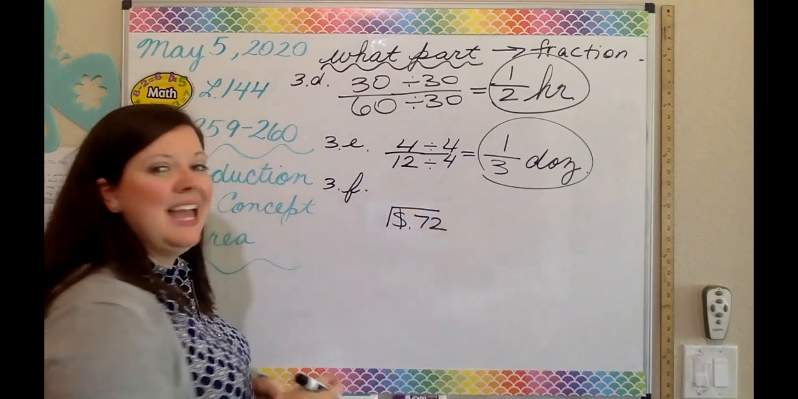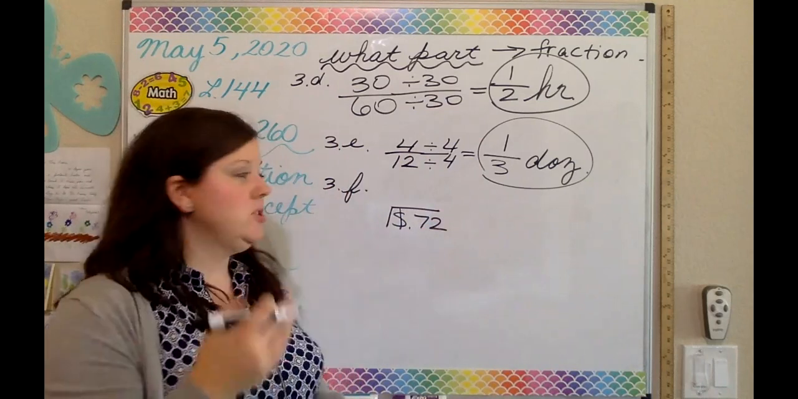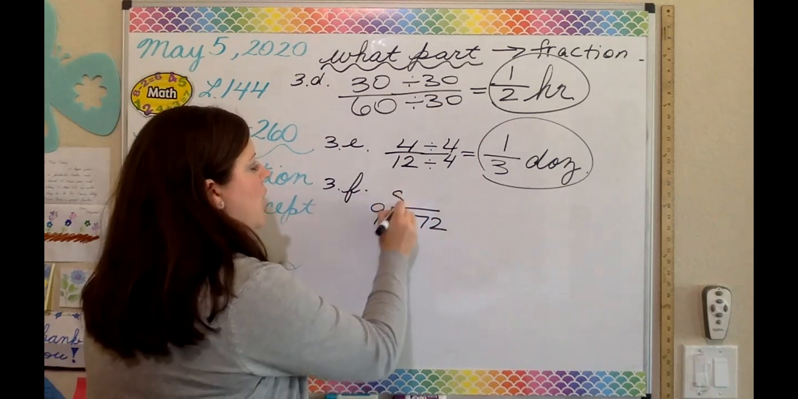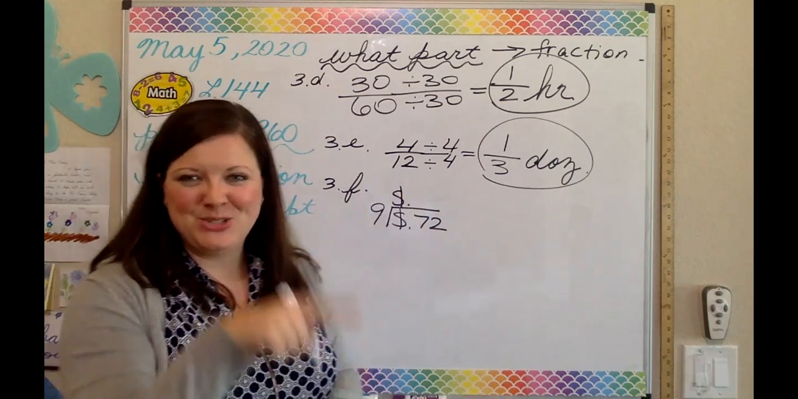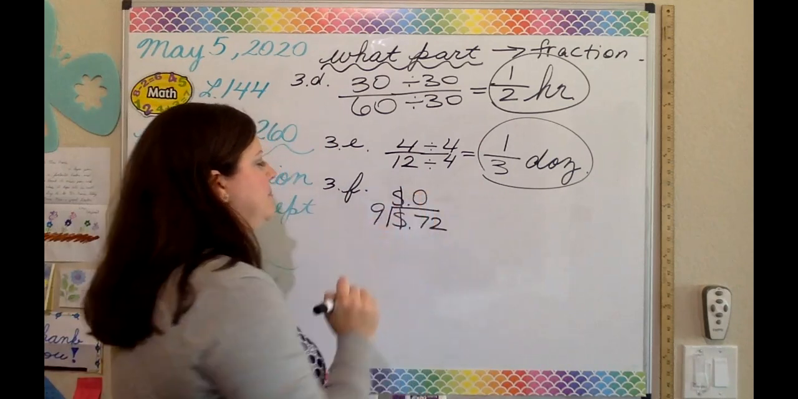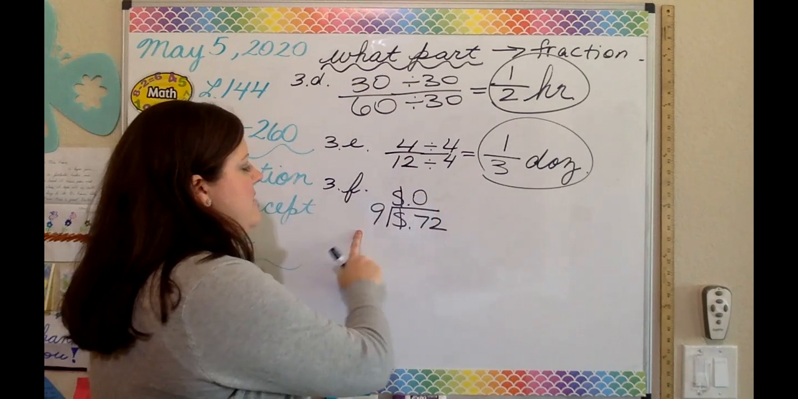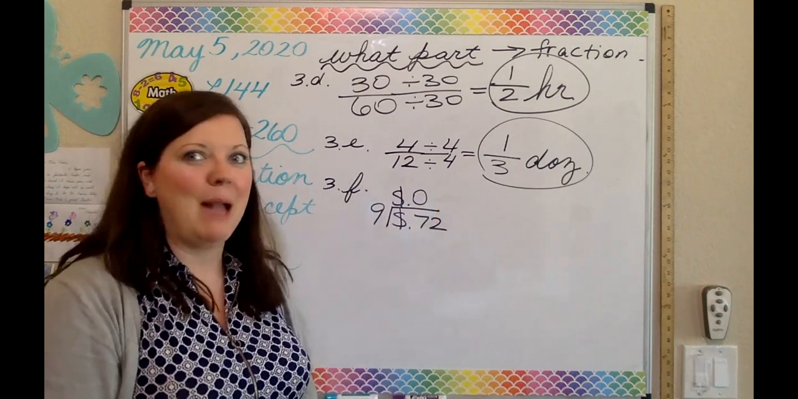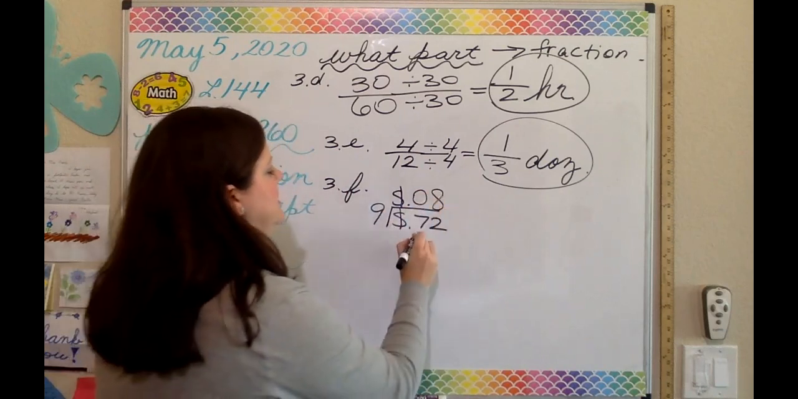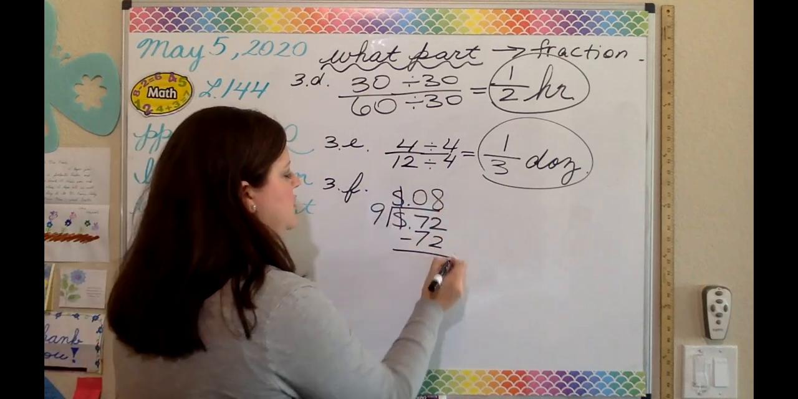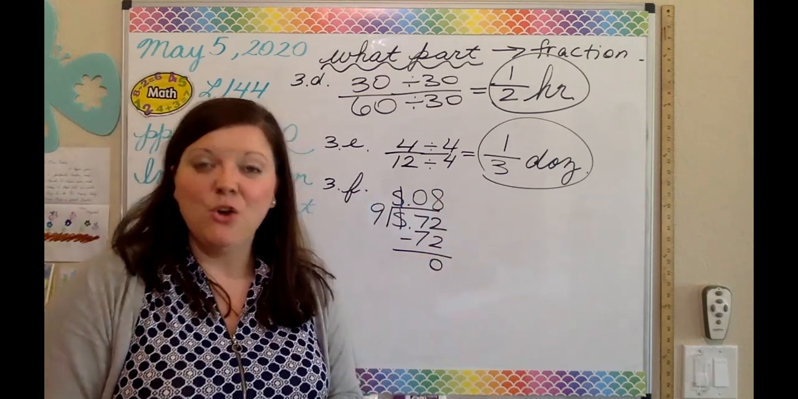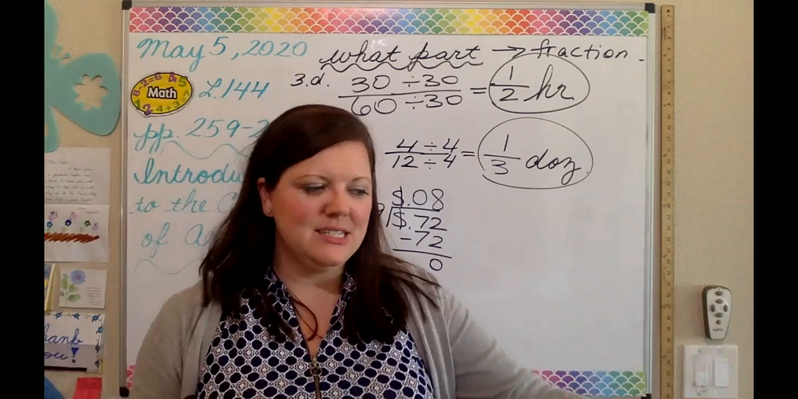72 cents, and we're putting that into equal groups, so that means that we're dividing by 9. Bring your dollar sign and your decimal point straight up. Can 9 fit into 7? No, ma'am. Can 9 fit into 72? Sure. How many times? 8. 8 times 9, 72. If the numbers are the same, 0 is the game. So it costs 8 cents for 1 mint.